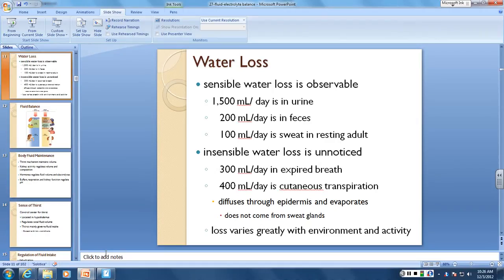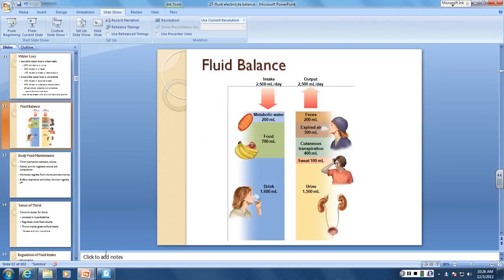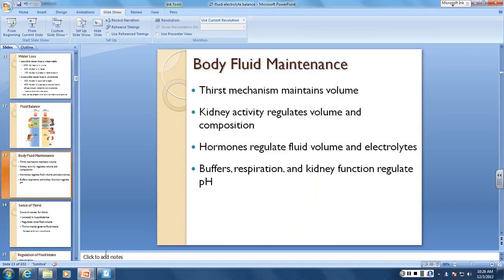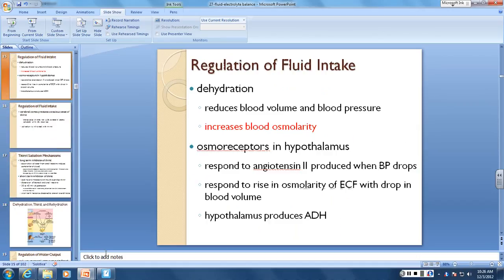Sensible. So you all can go through these. This is not all that difficult. Let's see. I'm just going to jump to some of the more challenging parts here. Dehydration. All right. So what is dehydration?